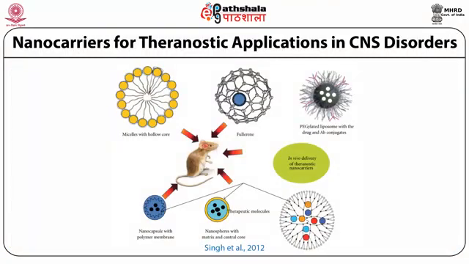Now we will discuss some of the nanocarriers that have been used for theranostic applications in CNS disorders, that is, central nervous system disorders. Scientists have evaluated different carrier systems for theranostic applications in disorders related to the central nervous system, that includes brain related disorders. In this, they have evaluated micelles, fullerenes, pegylated liposomes, and also dendrimers, nanocapsules and nanospheres.